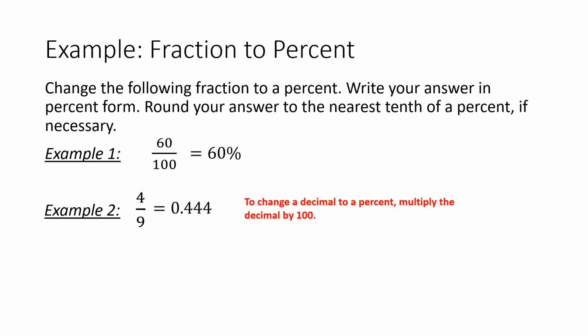And so recall that to change a decimal to a percent, you're going to multiply that decimal by 100. So I'm going to take 0.444 and times that by 100, and I'm going to get my percentage of 44.4%, and that would be rounded correctly to the nearest tenth of a percent.